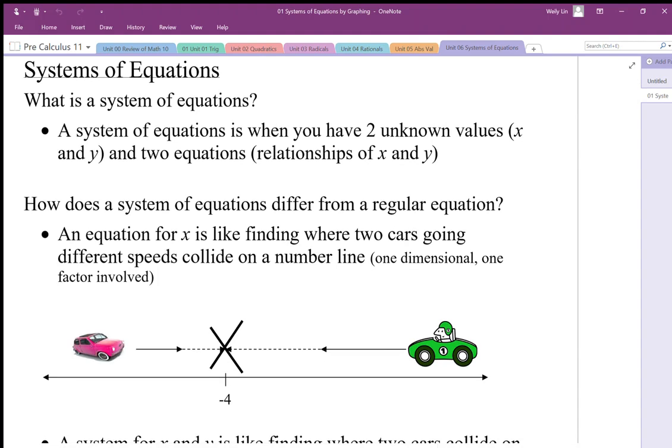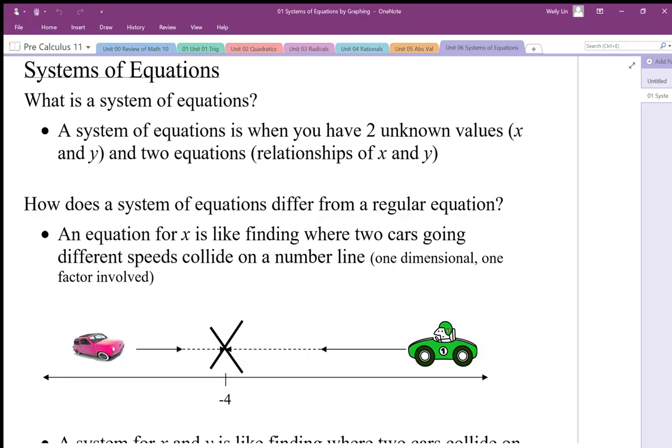So we are reviewing systems of equations from grade 10, and we're going to extend this idea into quadratic systems of equations. So first of all, what is a system of equations? A system of equations is when you have two unknown values, x and y, and two equations or relationships of x and y. And we can actually have systems of equations with more than two variables.